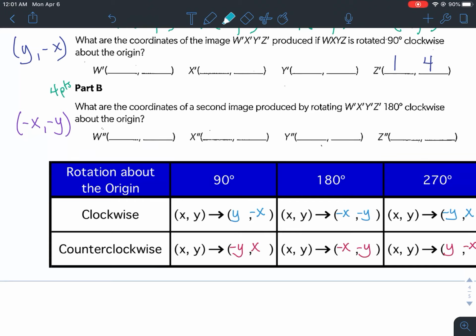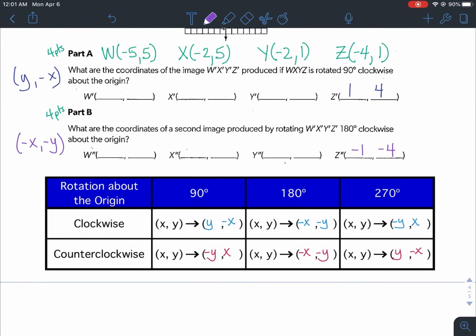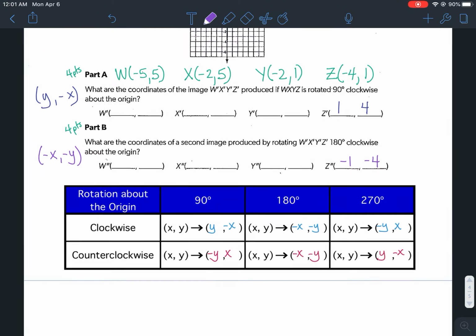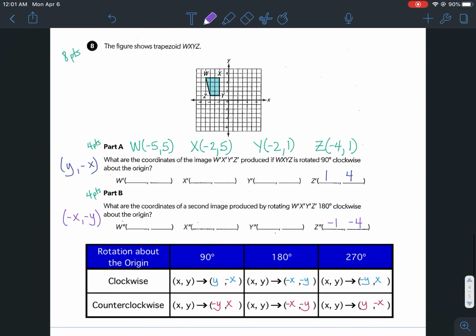I'm going to go from Z prime to Z double prime. The first thing I need to do is take the opposite of x. The opposite of positive 1 is negative 1. Now I need to take the opposite of y. The opposite of positive 4 is negative 4. Now you need to find W double prime, X double prime, and Y double prime to complete question number 8. If you have any questions on question 8 or any other question on worksheet 19, please don't hesitate to ask.